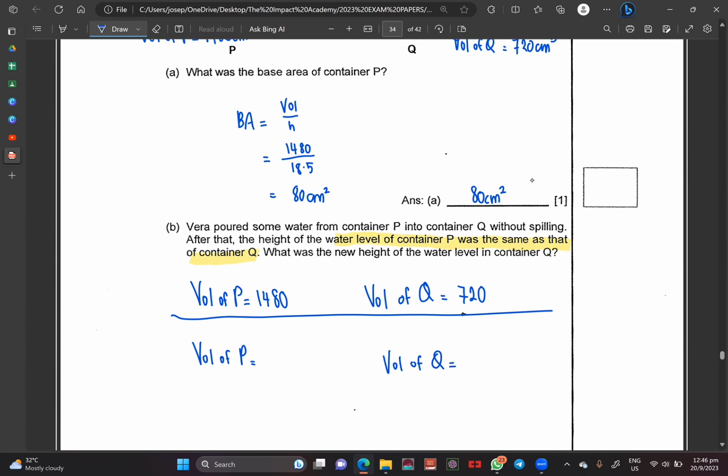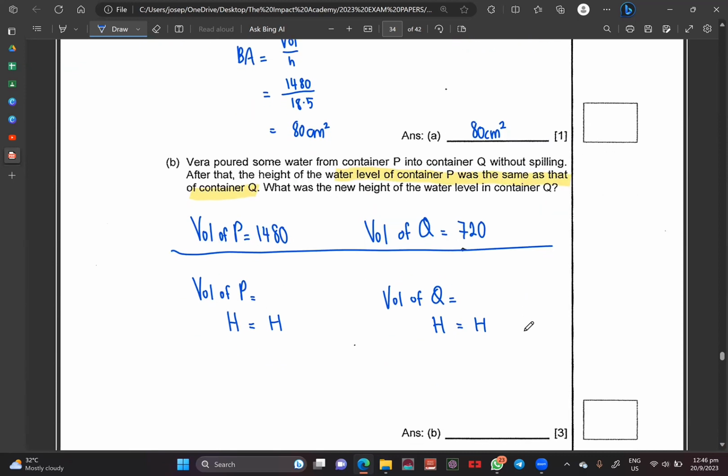But what we know for sure is that the height of P is the same as the height of Q. So maybe we will just put height as H first because we don't know what it is. This height can be 10, can be 20, can be 30, can be 50. We don't know. Can be 5, right? So all we want to do is just write height first.